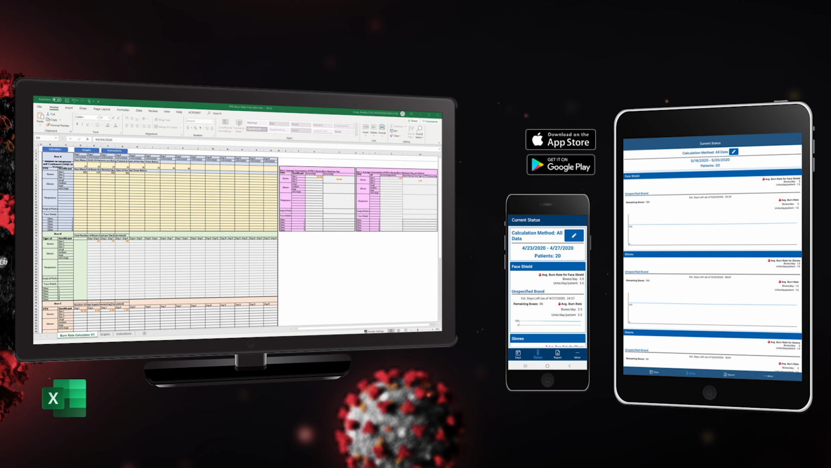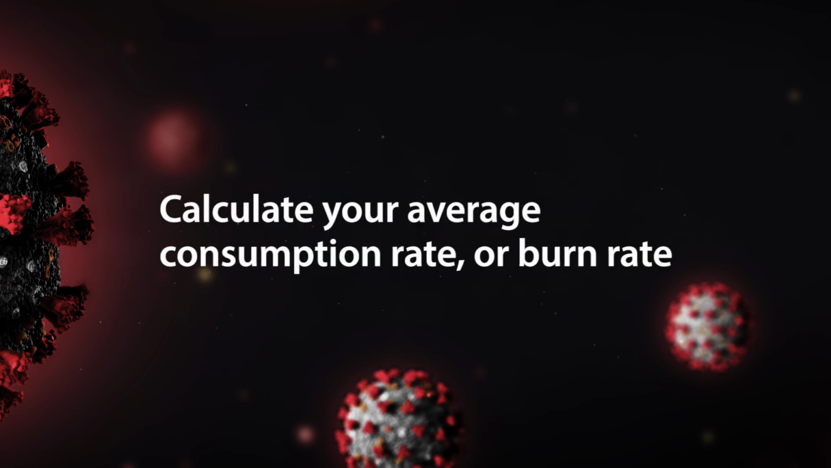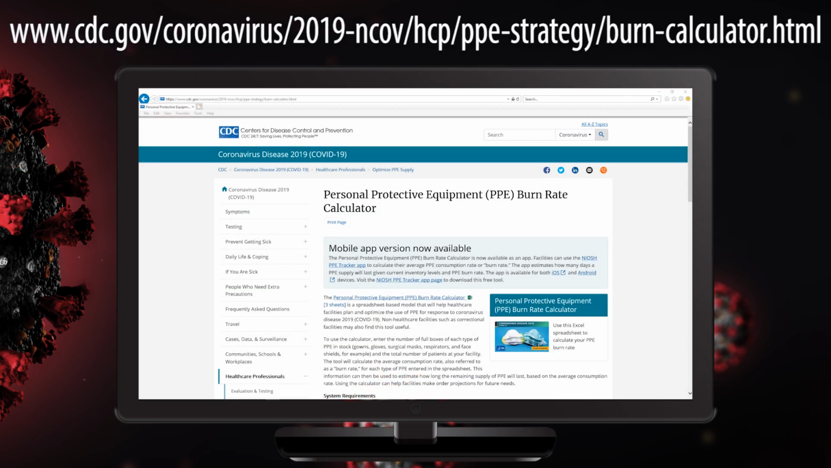This includes healthcare systems like hospitals and long-term care facilities, as well as quarantine stations, correctional facilities, fire departments, and more. With the Excel calculator, you can track the number of boxes of different types of PPE you have in stock each day, calculate your average consumption rate or burn rate of each type, and estimate and visualize how long your remaining PPE supply will last, based on your facility's burn rate. This video shows you how to set up the calculator and use it. So download the calculator now and let's get started.